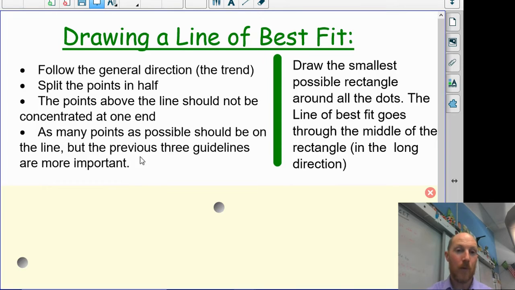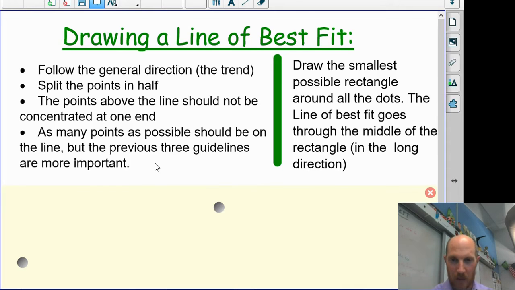And then our fourth bullet point, we do want the trend line to go through as many dots as possible, but that is the least important thing. So the first 3 bullet points, those you've got to follow no matter what. If you can follow those 3 and go through some data points, that's great. But don't sacrifice the first 3 just to go through some dots. That's not the most important thing.